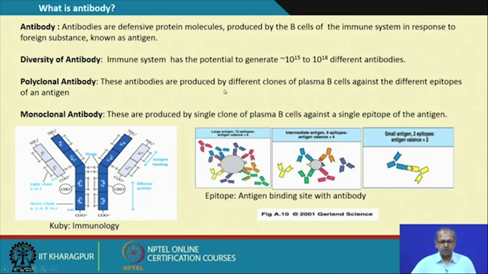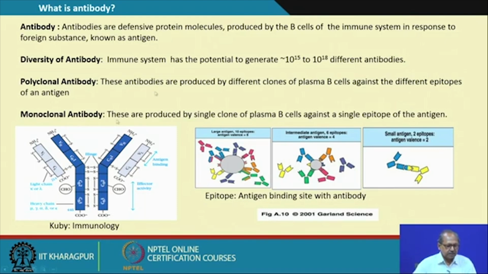These antibodies are produced by different clones of plasma B cells against the different epitopes of an antigen. In the same way, monoclonal antibodies are produced by a single clone of plasma B cell against a single epitope of an antigen. And our immune system has the diversity to produce antibodies in the range of 10 to the power 15 to 10 to the power 18 different antibodies.